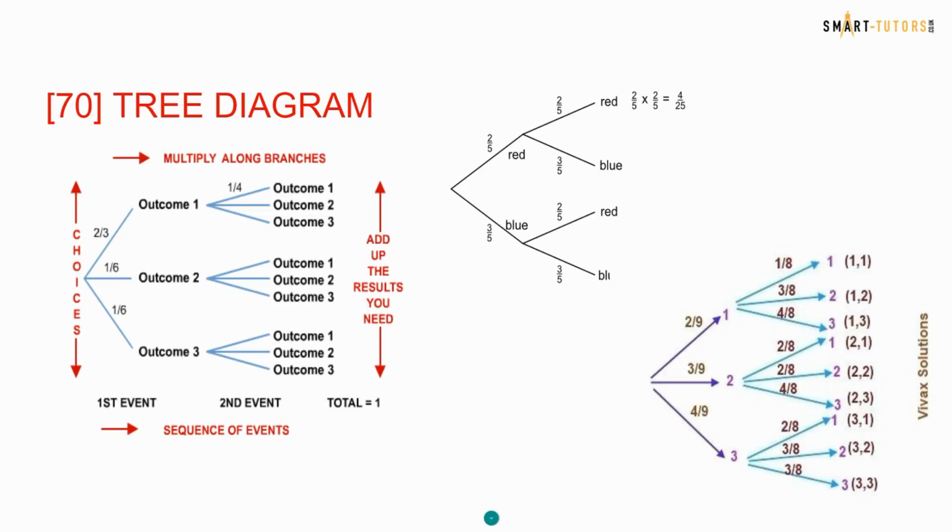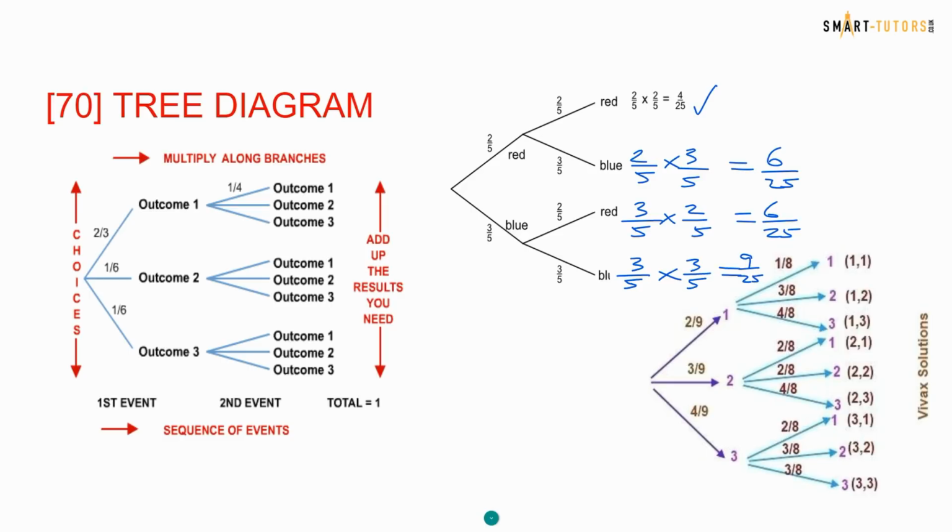Say for an example, here the red marble is 2 upon 5, blue marble is 3 upon 5. So red, red is 2 upon 5 times 2 upon 5, 4 upon 25. Red, blue means 2 upon 5 times 3 upon 5 is 6 upon 25. Blue, red means 3 upon 5 times 2 upon 5 is 6 upon 25. Blue, blue is 3 upon 5 times 3 upon 5, which is 9 upon 25. The next one is here.